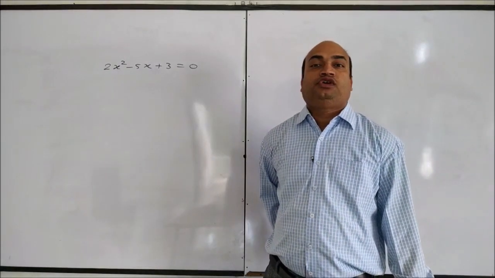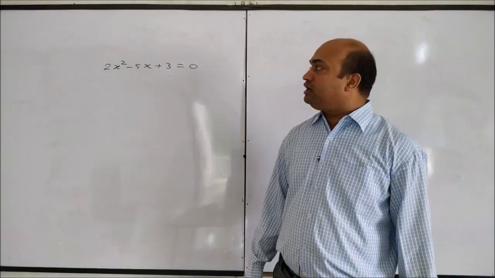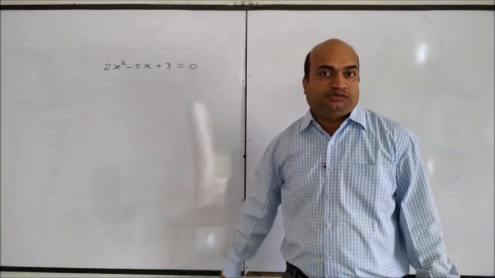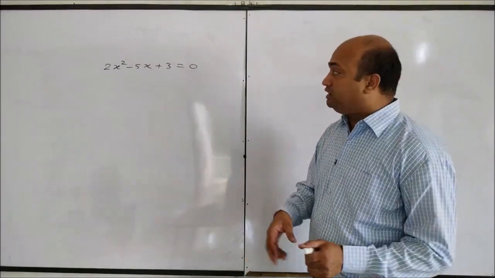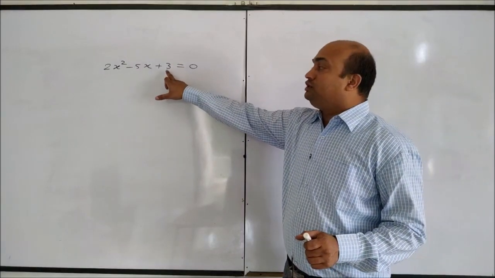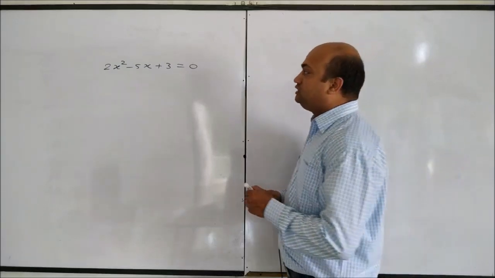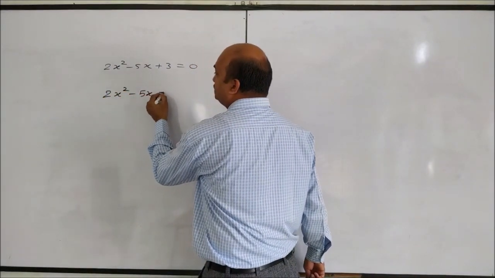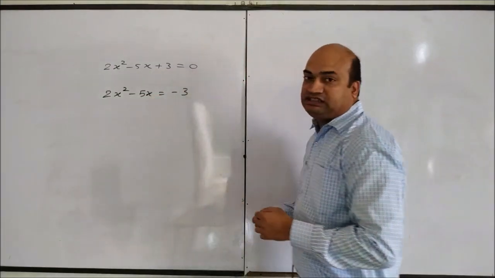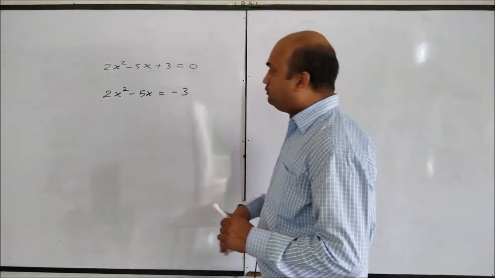There is one more method we will obtain. That is known as completing the square method. That we can follow to find the roots of this quadratic equation. If we want to follow the completing square method, first of all, this 3, that is the constant, we shift in the right hand side. We can write as 2x square minus 5x is equal to minus 3. 3 when we shift in the right hand side, it will be minus 3.